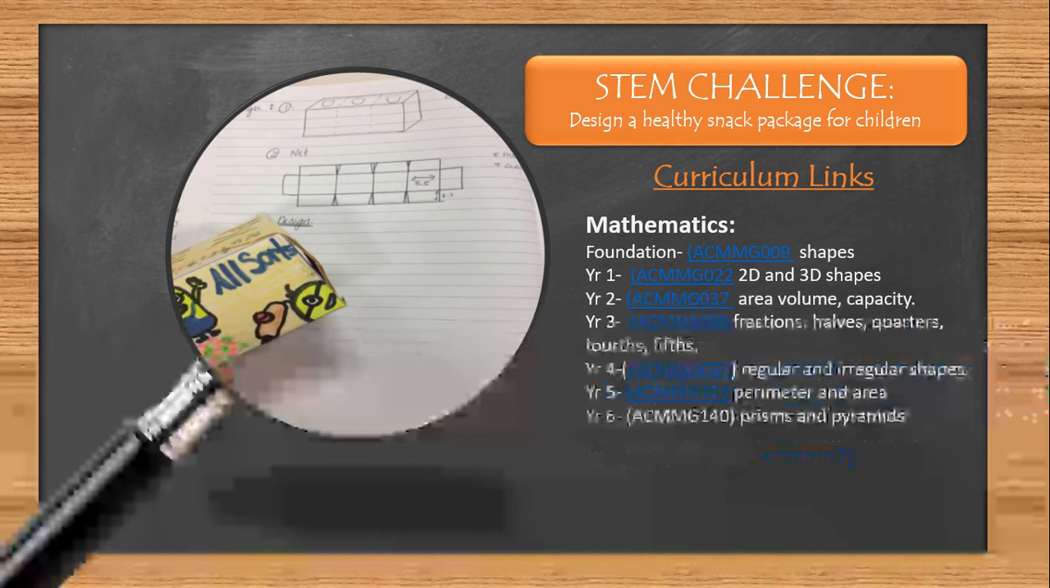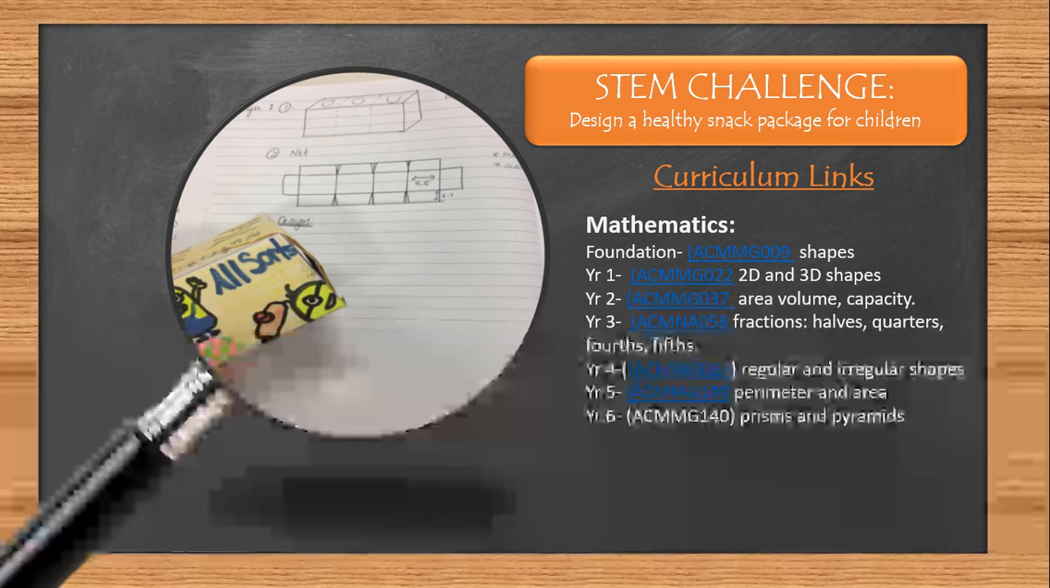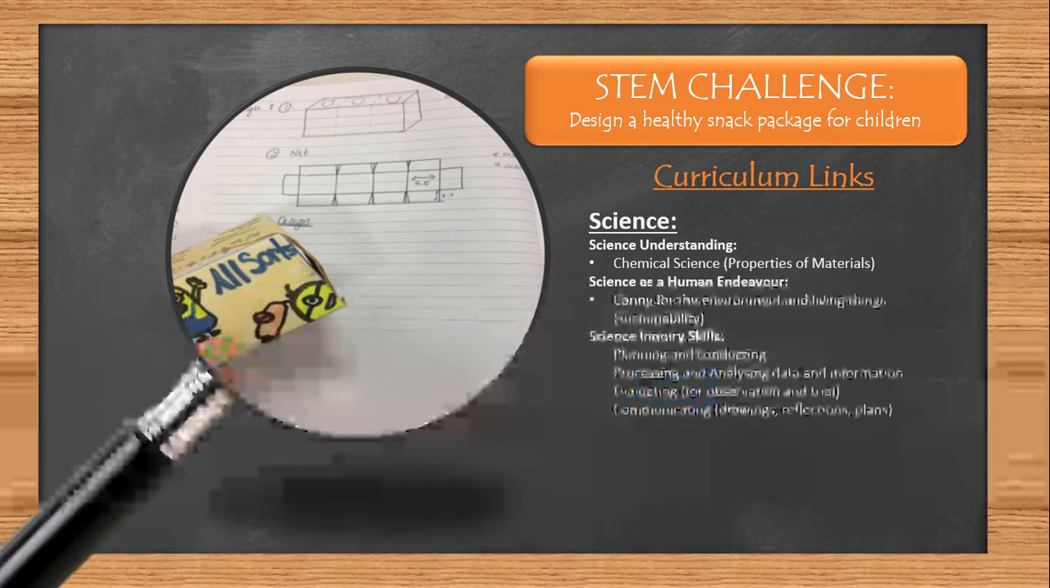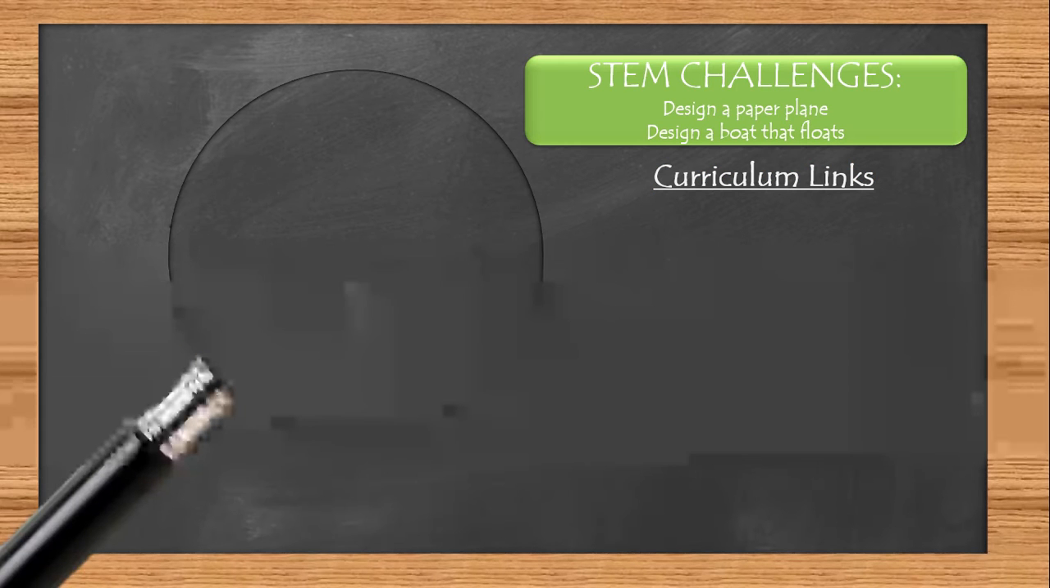For mathematics, it can be given a range of mathematical concepts. For example, year 1, they can be looking at 2D and 3D shapes, whereas year 6, they can be looking at prisms and pyramids. Year 3, fractions, halves, quarters, and fourths. For science, they learn so many things, but for this exact activity, they're learning chemical sciences, caring for the environment, and those practical science inquiry skills.